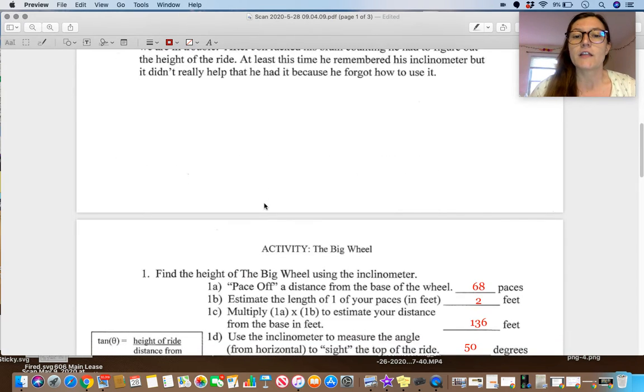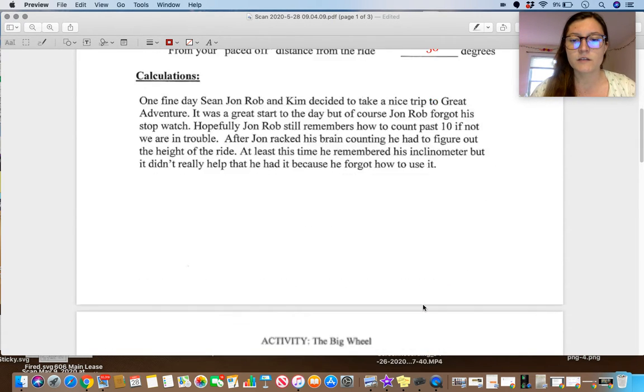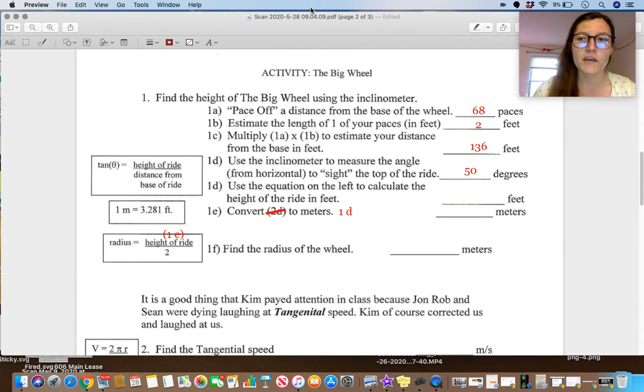Okay, so first page is the measurements. Only thing you need to add is your weight. Okay, the activity walks you through step by step how to complete it. The equations that you need are located on the left side of the actual question. So for example, for 1D, it says use equation to the left to calculate the height of the ride. So you take the tangent of 50 equals the height of the ride divided by the distance from the base, which you calculated or measured rather in 1C.